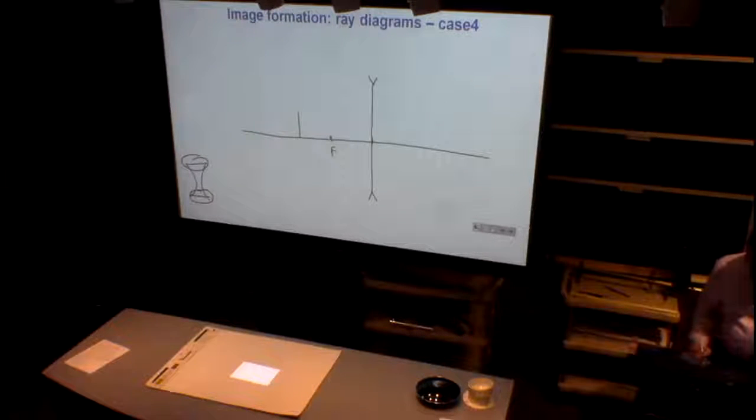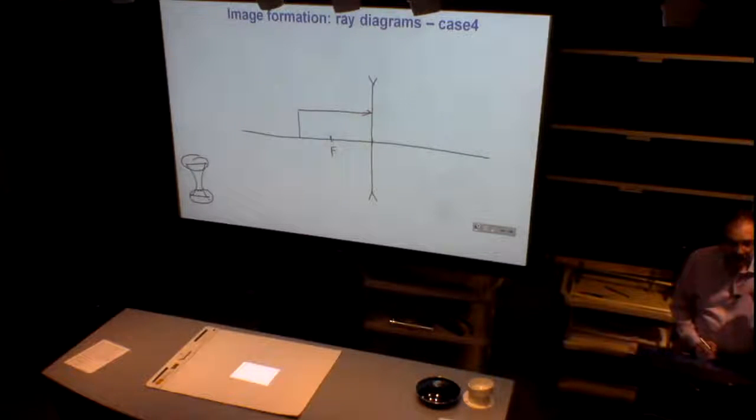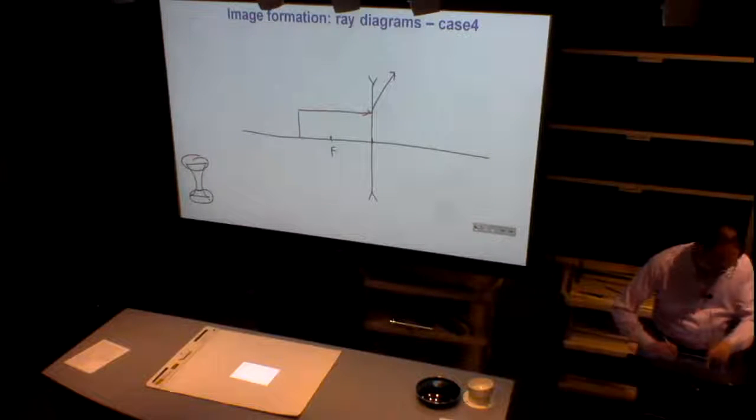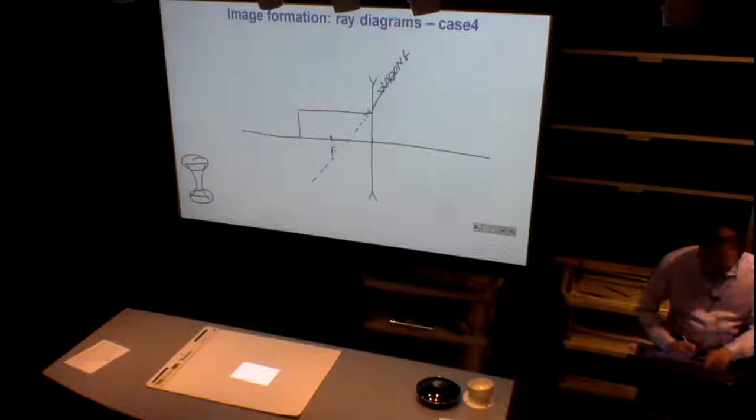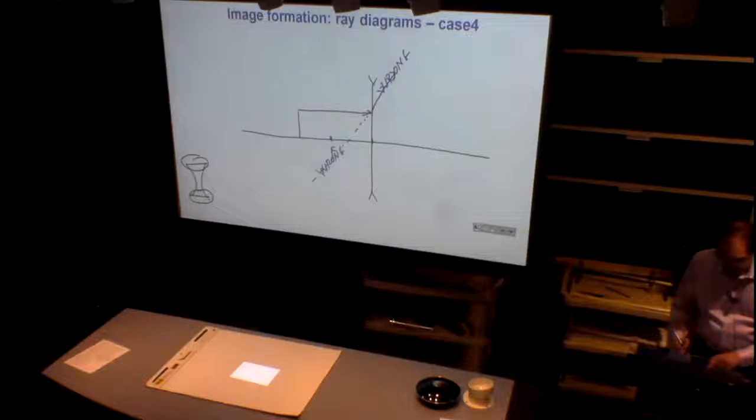Now, when the ray travels to the lens parallel to the principal axis, how does it bend? Away from the normal. But this is wrong. Why? Because the extension of this ray is missing the focal point. Wrong. The extension should go through the focal point. So how do we fix it? We actually first draw an extension through two points, and then we continue with the actual ray.